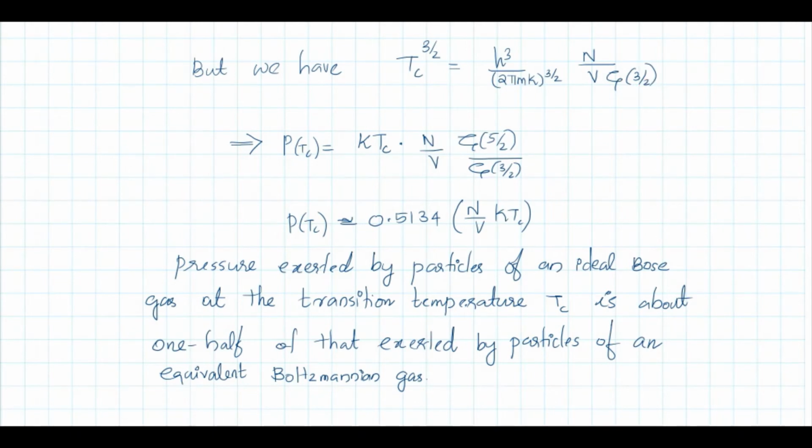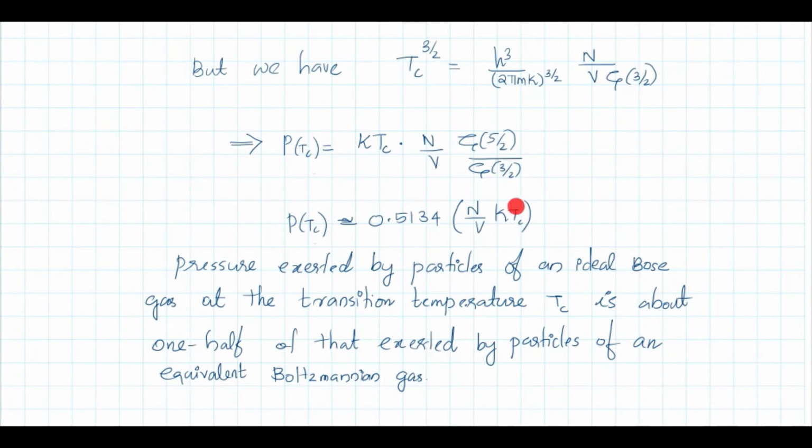Okay, so you can write P of Tc as KTc into n by v theta of 5 by 2 by theta of 3 by 2. Theta of 5 by 2 by theta of 3 by 2 is a numerical value, and its value is 0.5134. The remaining terms are nkt by v. So pressure at a critical temperature is 0.5134 nktc divided by v.